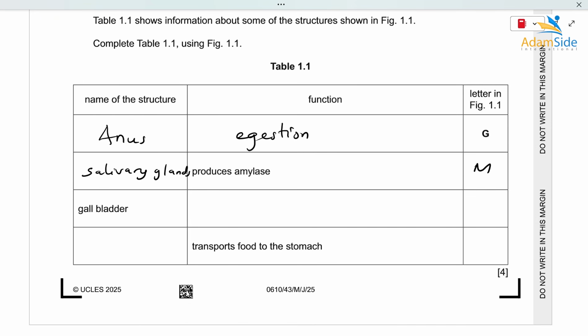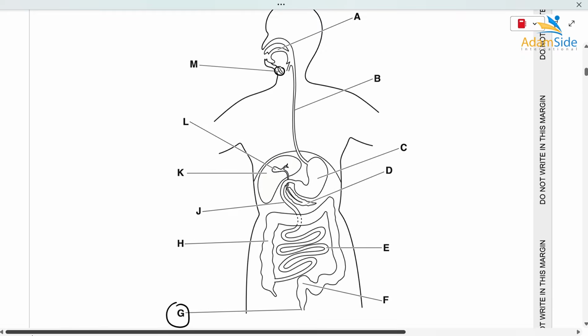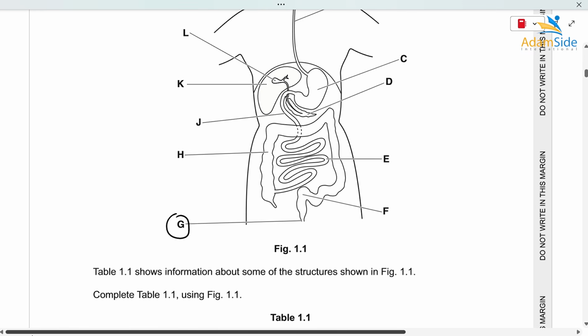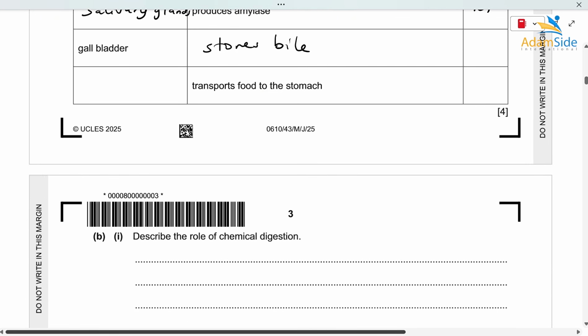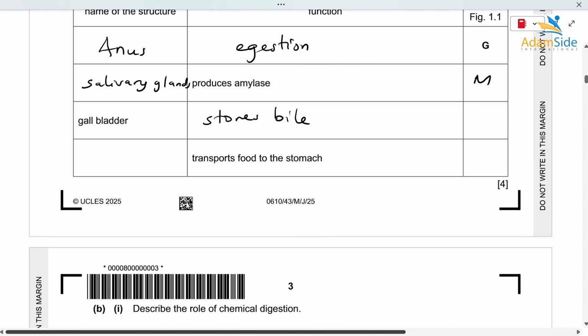And then the gallbladder. What is the function of the gallbladder? The function of the gallbladder is to store bile. So we'll say here gallbladder stores bile. Now, what letter represents the gallbladder? We have to look for the letter also. Okay, so it is this part over here, this one. So we'll label it as letter L.